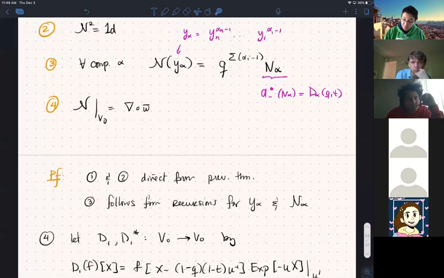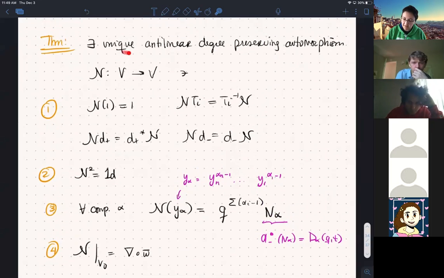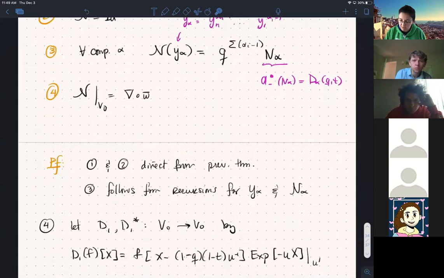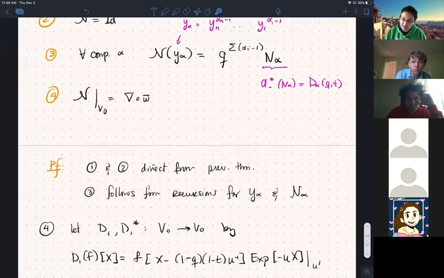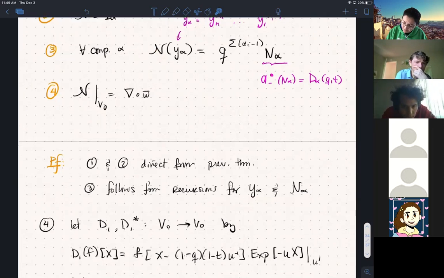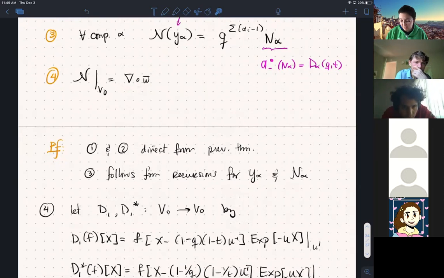So how do you prove this? The first two, the fact that it exists and that it intertwines in the right way and that it is an involution, that's pretty straightforward from the last theorem. Step 3, which is the fact that it intertwines Y alpha with this N alpha, is basically just a consequence of the recursions. You compare the recursions, you're getting two different objects, but the recursions are basically the same. So if you have two objects that are defined by the same recursions, they have to be the same, up to conjugation by N. So 3 follows directly.